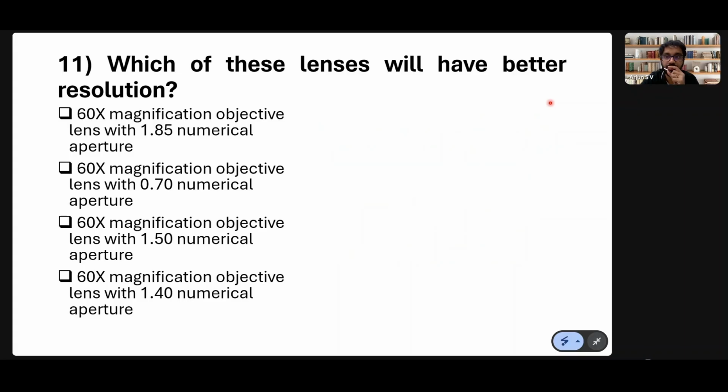Question number 11. Which of these lenses will have better resolution? If you see here, all the options have the same magnification, and the only way in which the options differ is numerical aperture. We already discussed in the recap that the higher the numerical aperture, the higher the resolution. So our correct option will be option A, 60x magnification with 1.85 numerical aperture.